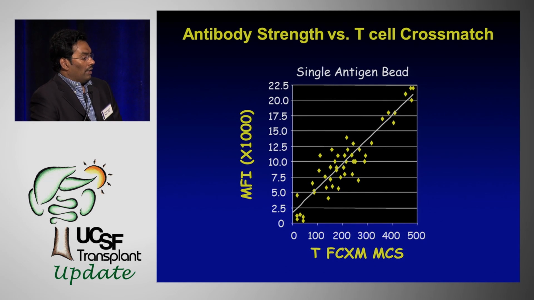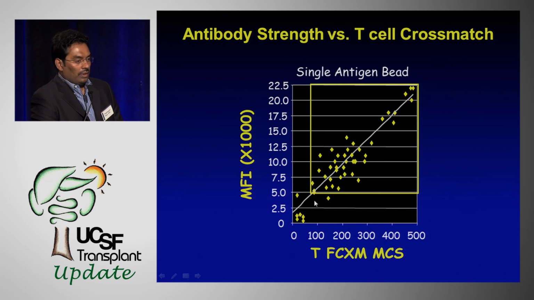We also did a correlation between the MFI, the strength of antibodies, and the crossmatches. So this is the flow crossmatch, T cell crossmatch, and the MFIs. If anything is over 5,000 MFI, the flow crossmatch will be positive, and anything over 15,000 MFI, the CDC crossmatch will be positive. So at UCSF, we block anything over 2,000 MFI. That means you never get any positive crossmatch, even with this sensitive flow cytometry.